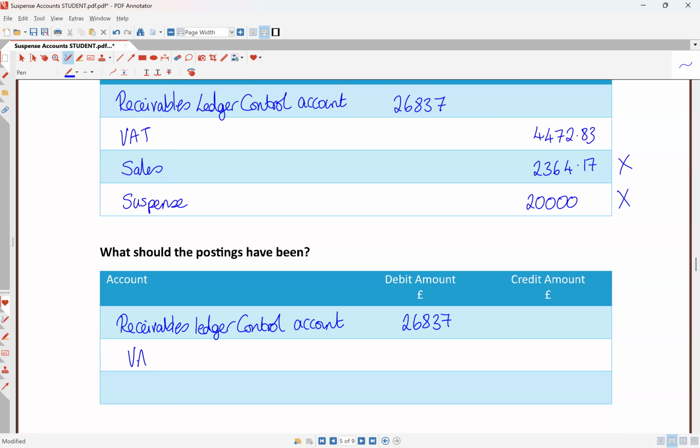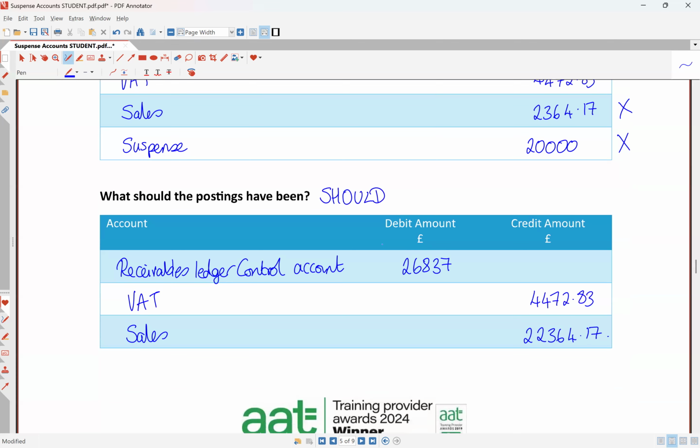Credit your VAT with 4,472.83 and credit your sales with the net amount, which should have been 22,364.17. So this is the should step of the three-step process. Well, it is when I can spell it. There we go. Now it's the should step of the three-step process.